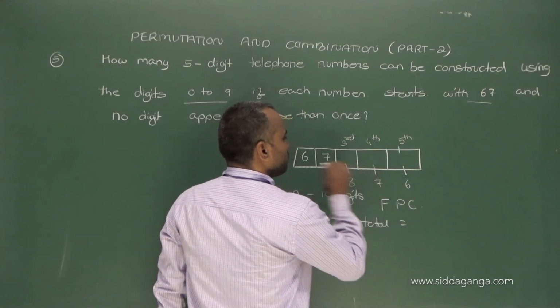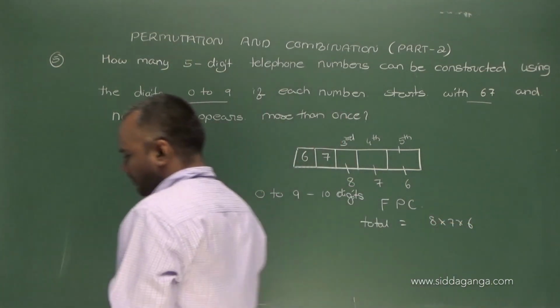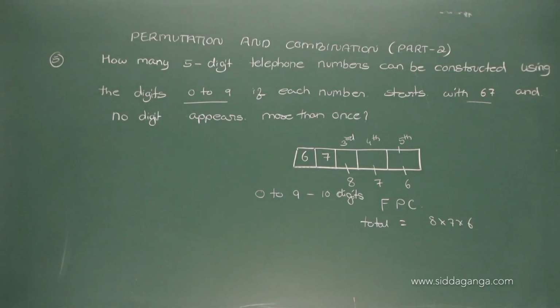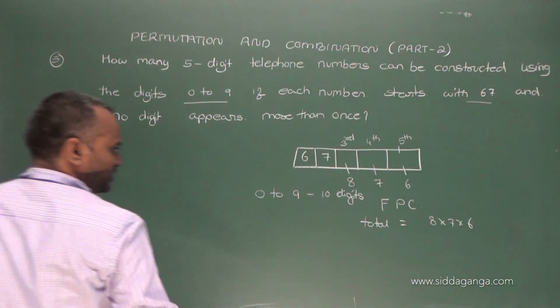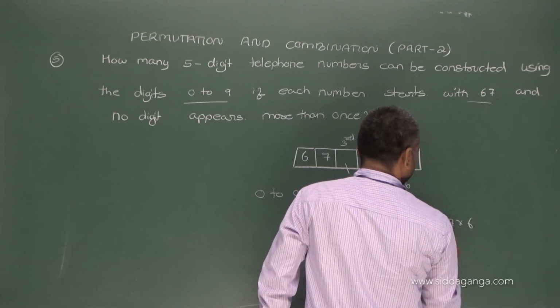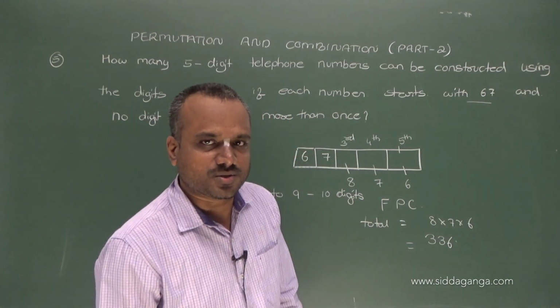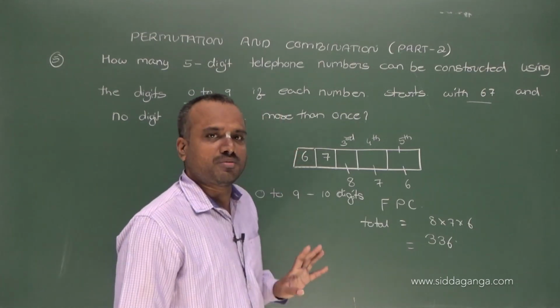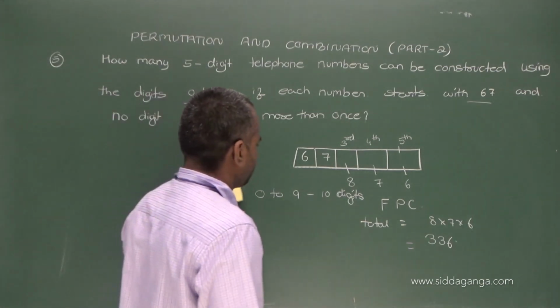According to the multiplication rule, the total number of 5-digit numbers is 8 into 7 into 6. How much? 336. This is the concept of the given problem. Carefully you have to observe. Now we write the answer.